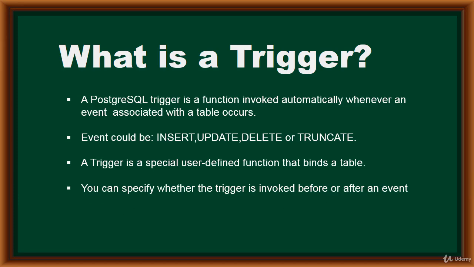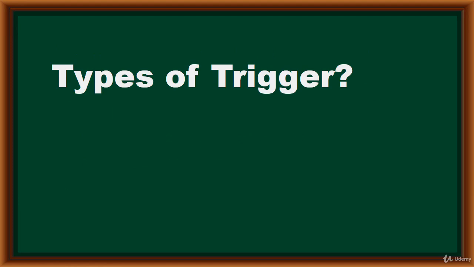Before you can create a new trigger, you must first define a trigger function. Once you've defined the trigger function, you then bind the trigger function to a table. The key difference between a trigger and a normal user-defined function is that a trigger is automatically invoked when an event occurs.